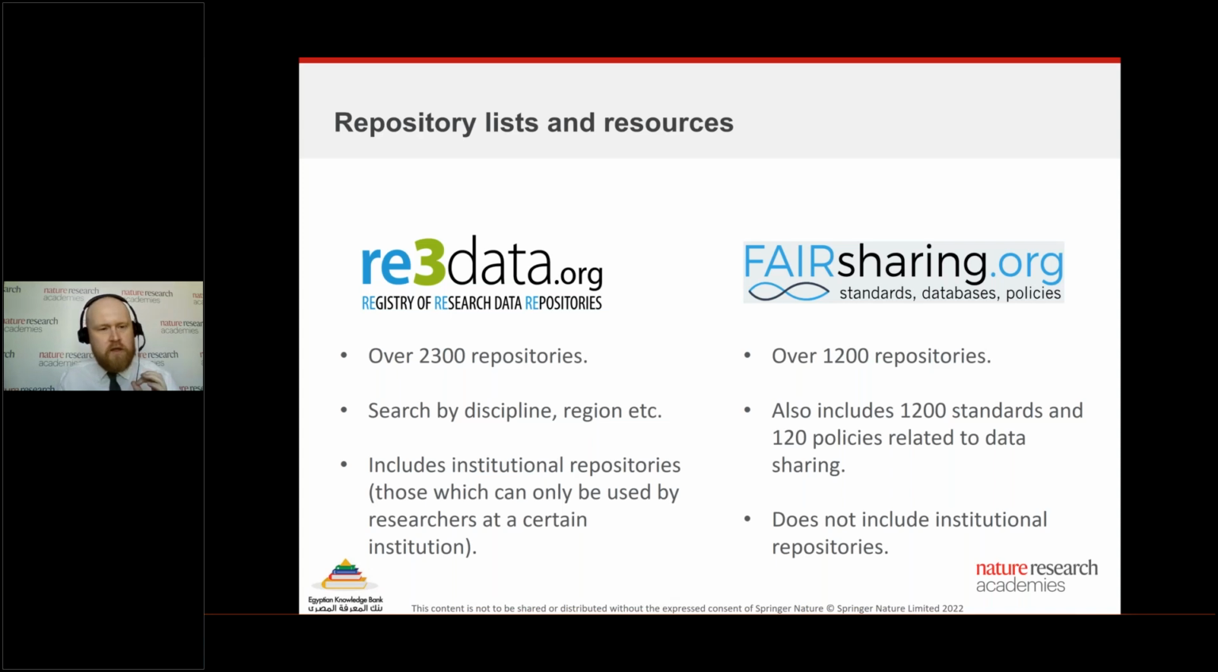Okay, so there we have it. That's the basics of your research data management plan. Do be sure to explore suitable repositories for your data to help ensure that your data is FAIR. Okay.